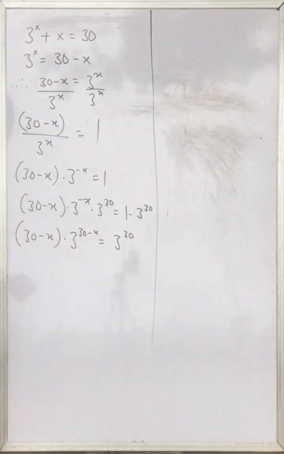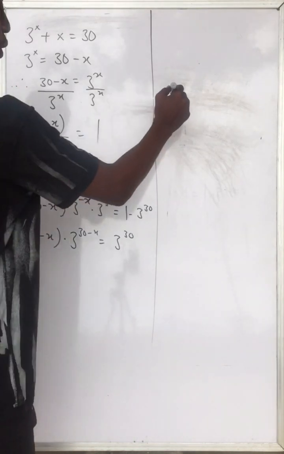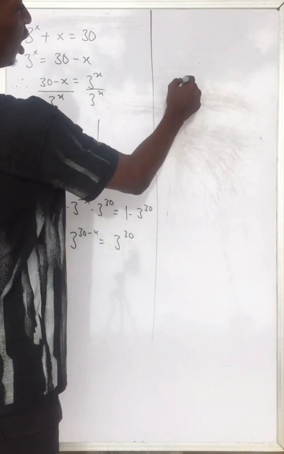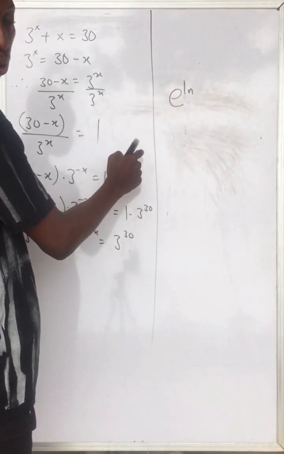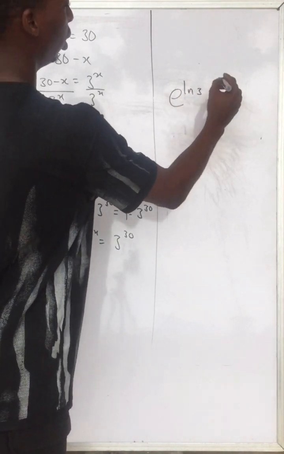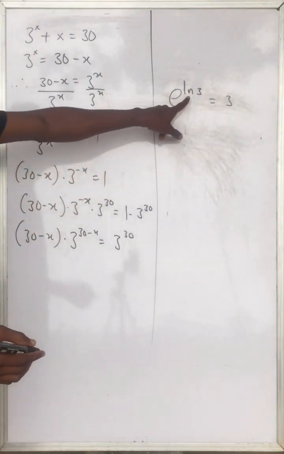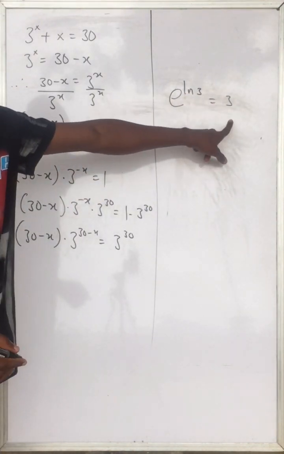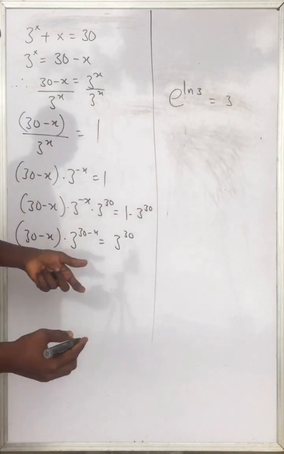So what next can we do now? Look at the problem very well. I want to show you something. I want to remind you of something about natural logarithms. Do you know that the exponential of the natural log of 3 is equal to 3? Yes, e^(ln 3) equals 3. You can actually show this yourself.